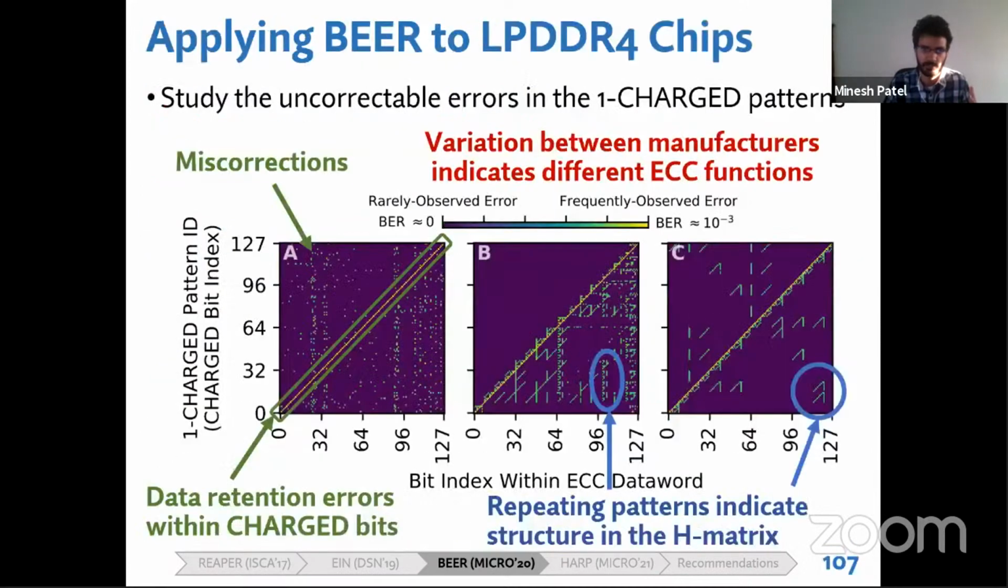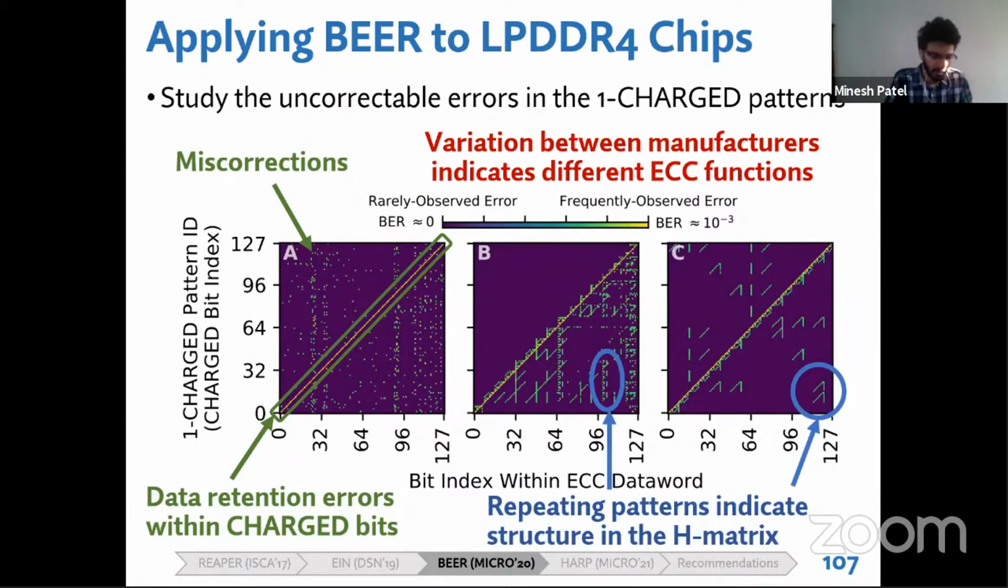So I'm going to quickly move to this slide, which showed the miscorrections. So here we're aggregating the miscorrections that are observed across all the different words. And so we have not only the positions where the errors occur, but also the frequency with which those errors occur. So from a statistical perspective, this is very nice because with data retention errors, this property is very concrete, where charged cells will fail, discharged cells will not fail.